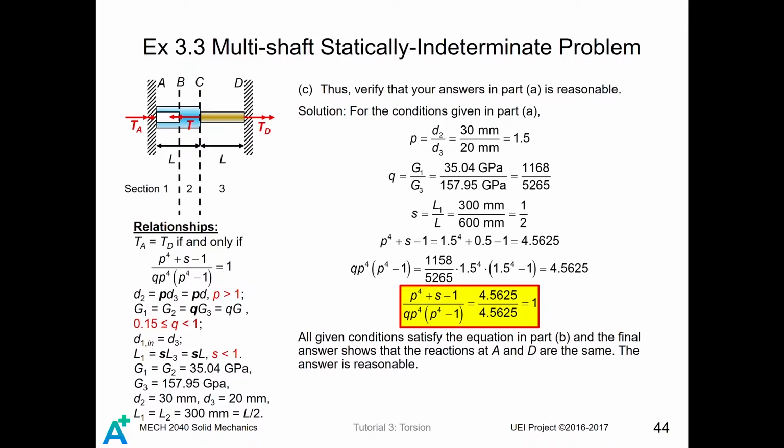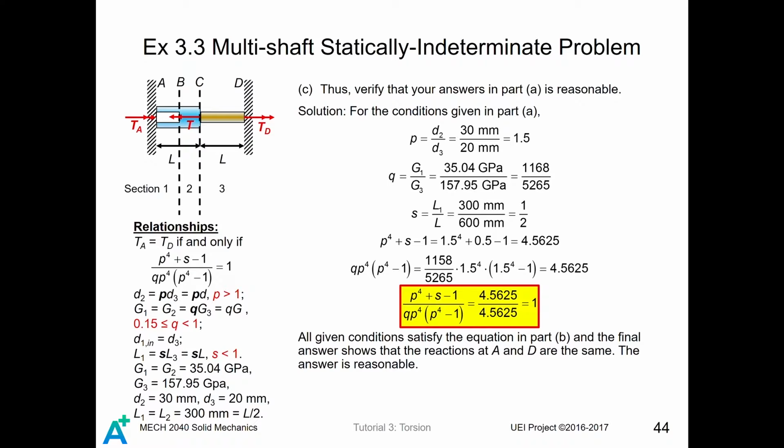Next, by considering the ratio between the shear moduli, G1 divided by G3 equals 1168 divided by 5265. Consider the blue bar. The ratio between the drilled length to that of the entire length equals 1/2. Then we compute the numerator and the denominator, and we get the same result, which is 4.5625. By dividing the numerator by the denominator, we have the value 1. That is, our equation in part B is completely verified.